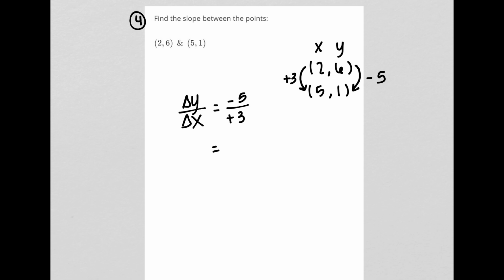A negative divided by a positive is a negative. And we just leave the numbers as 5 over 3. So your slope between these 2 points is negative 5 over 3.